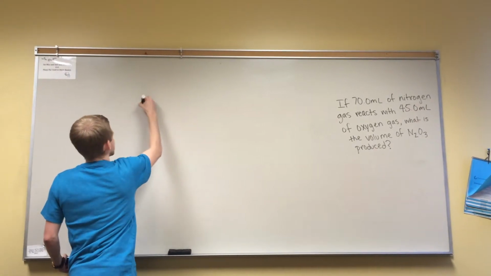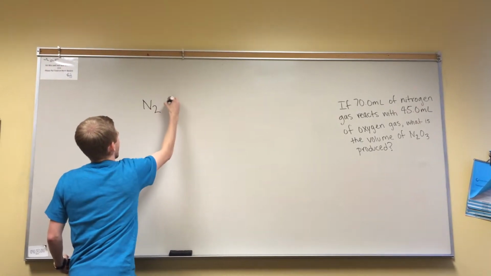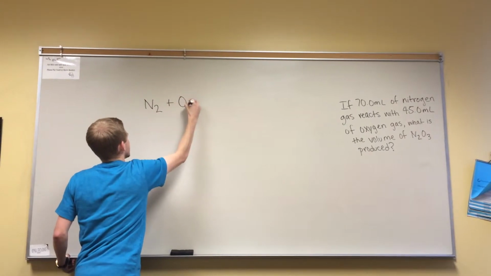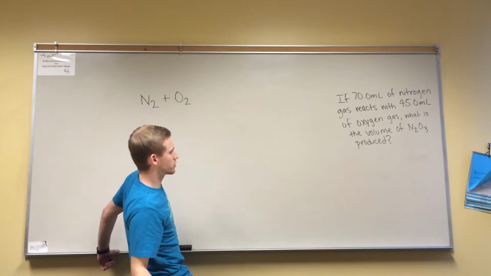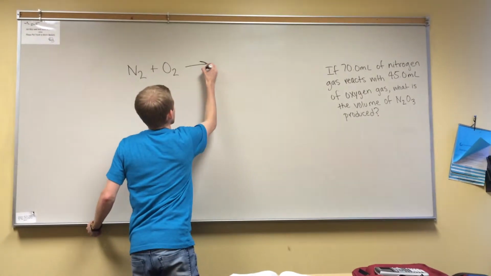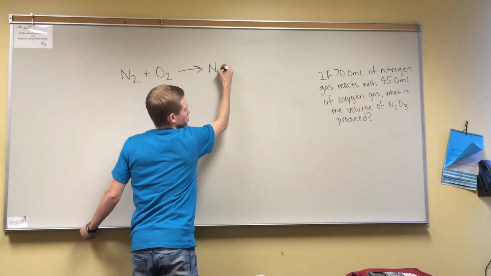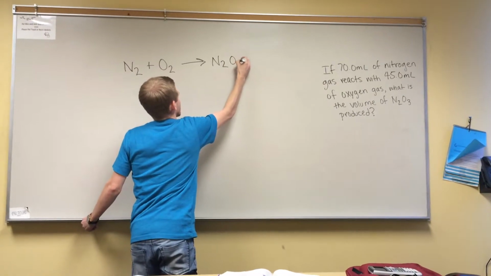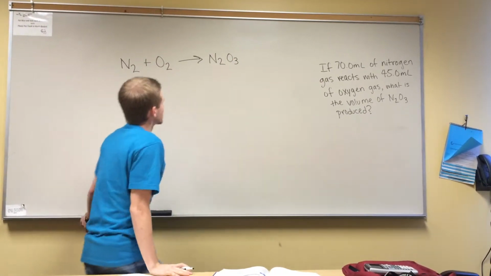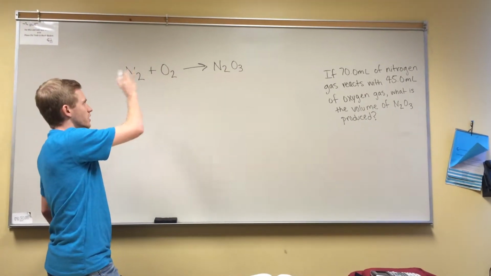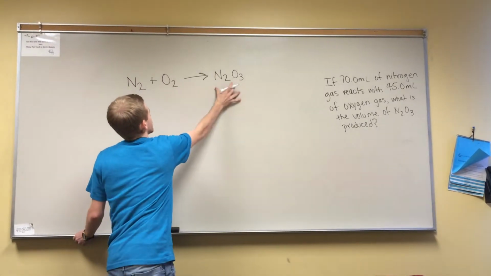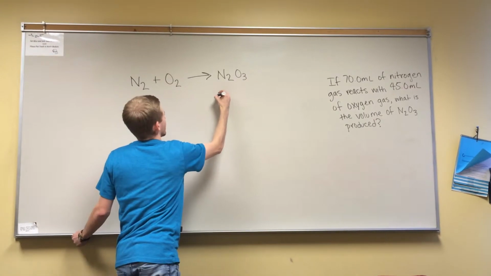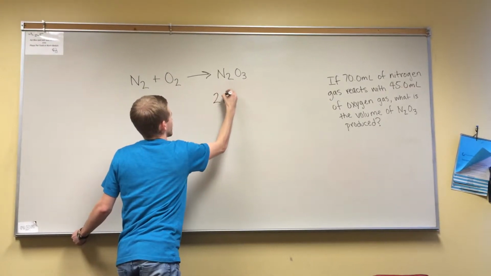So nitrogen gas is N2, oxygen gas is O2, and so those two reactants are being put together to produce N2O3. But from the get-go, we can see that this equation isn't balanced. So what we do is we start with the most complex compound, and we're going to give it a coefficient of 2.